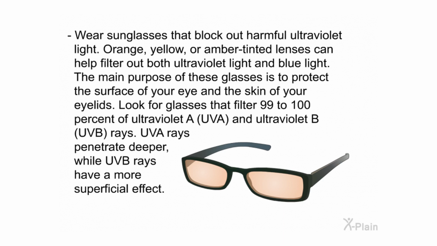Wear sunglasses that block out harmful ultraviolet light. Orange, yellow, or amber tinted lenses can help filter out both ultraviolet light and blue light. The main purpose of these glasses is to protect the surface of your eye and the skin of your eyelids. Look for glasses that filter 99 to 100% of ultraviolet A, UVA, and ultraviolet B, or UVB, rays. UVA rays penetrate deeper while UVB rays have a more superficial effect.